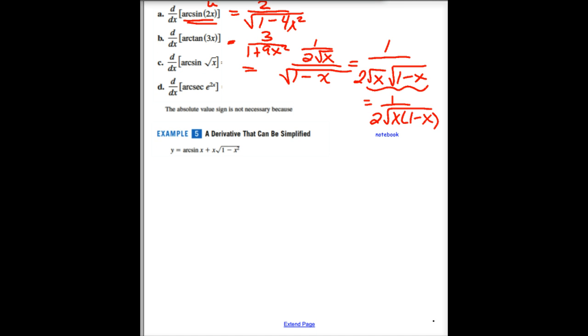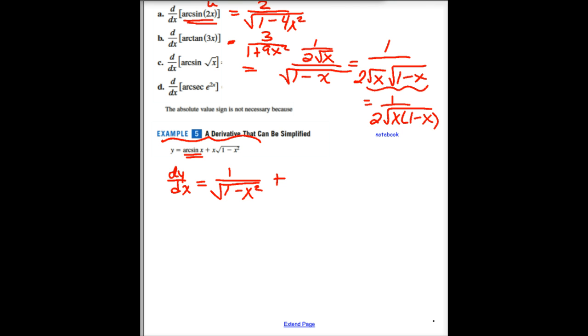So now what we're going to do is just a few examples here. My goal is to figure out what y prime is. That's what this would say. Find the derivative. The derivative of y with respect to x will be the derivative of this whole sum. The derivative of a sum is the sum of the derivatives. The derivative of arcsine is u prime over square root 1 minus u squared. In this scenario, u is x.